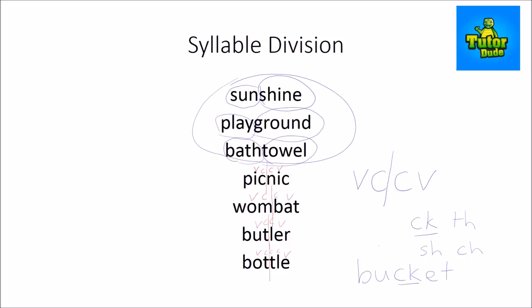Now just look at how we do bucket. We would go vowel, consonant, consonant, vowel. It's a very common pattern. There's lots and lots of words that would follow this pattern. It's the simplest way to split syllables. But because the C and the K are actually one sound, we would on this occasion separate after. So we go buck, et, bucket.